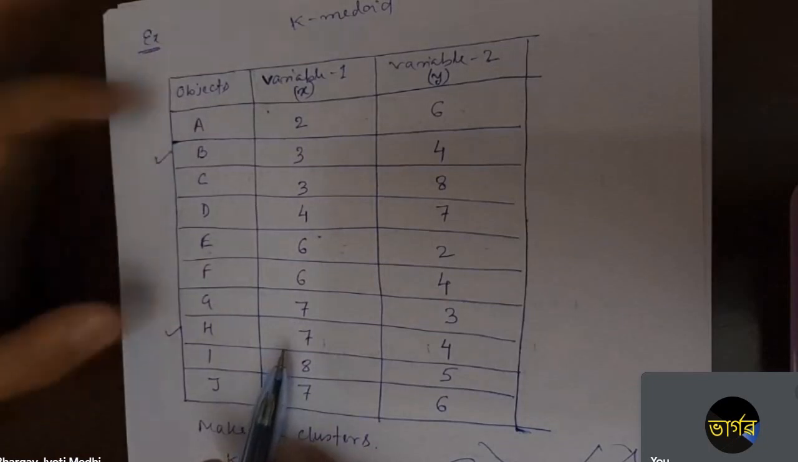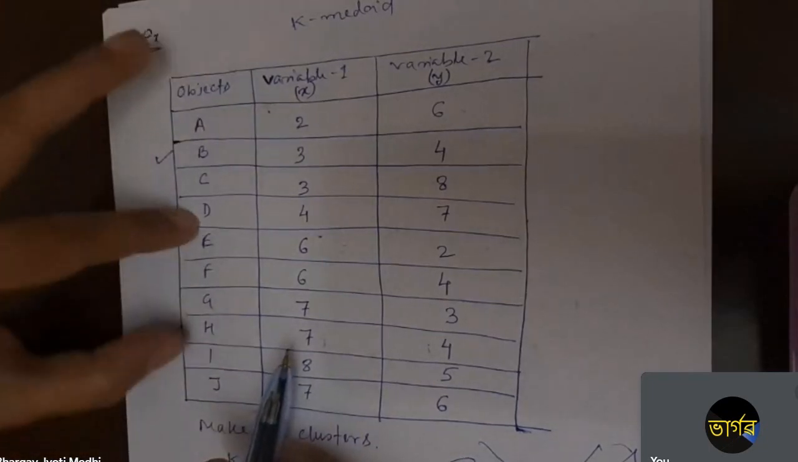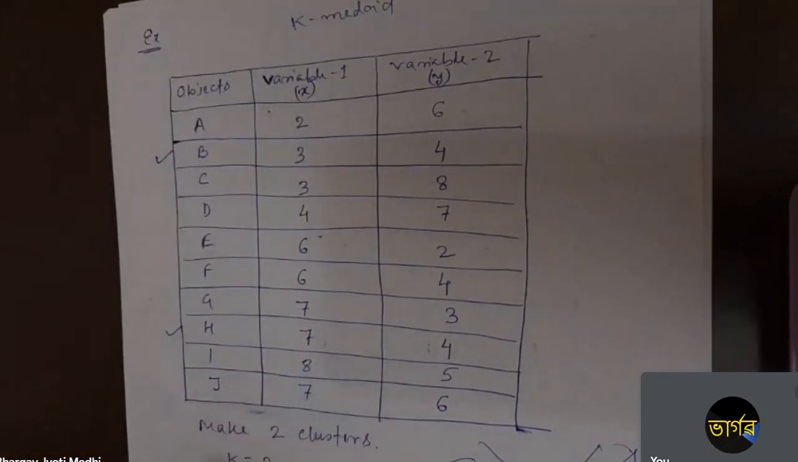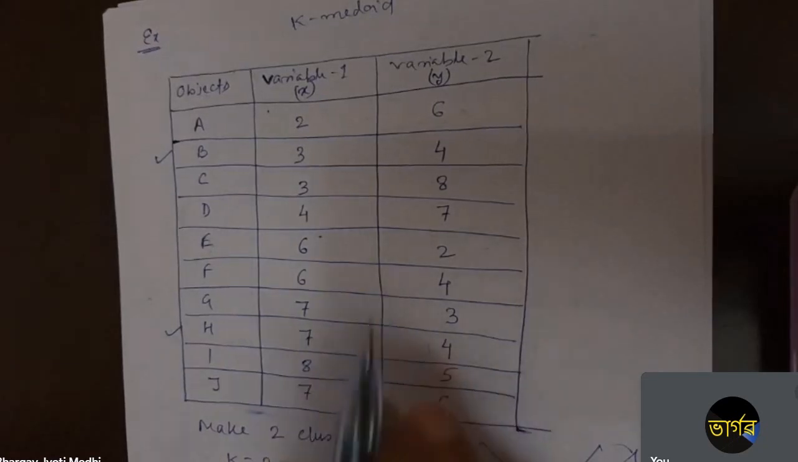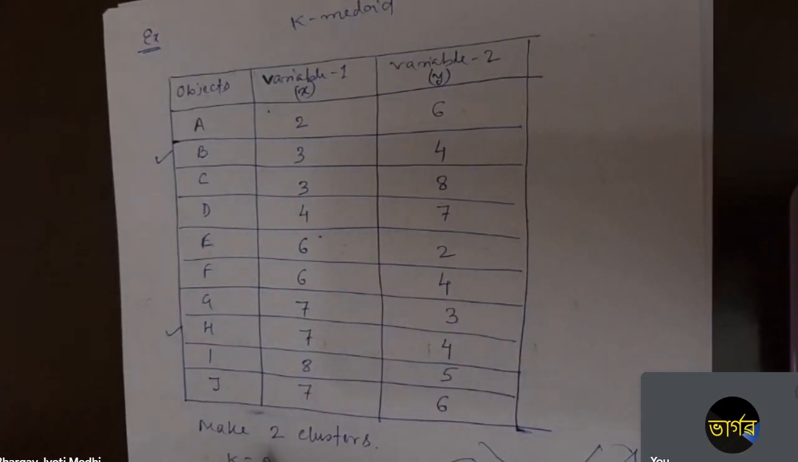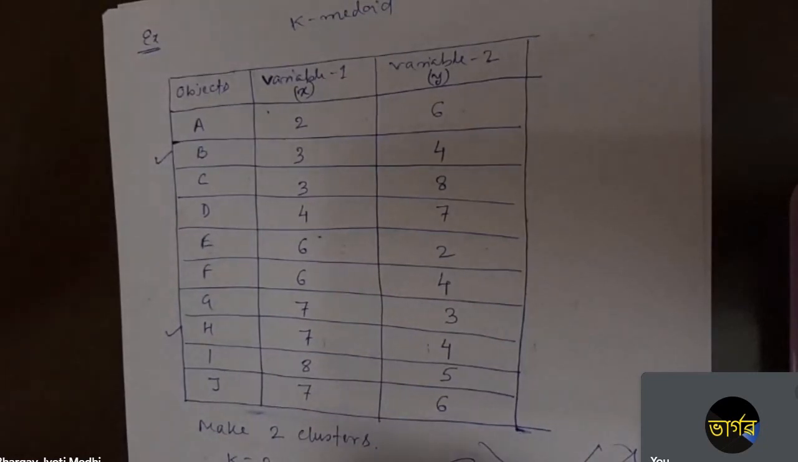If they mention that we have to start with particular points, then we will do it with those. But if nothing is mentioned, then you can randomly choose any points to start the cluster. So now we are taking, suppose, B and H, just randomly we are taking B and H. So we'll just write here.